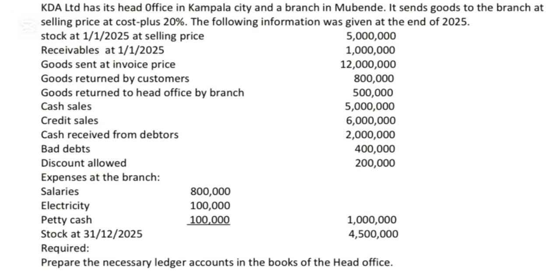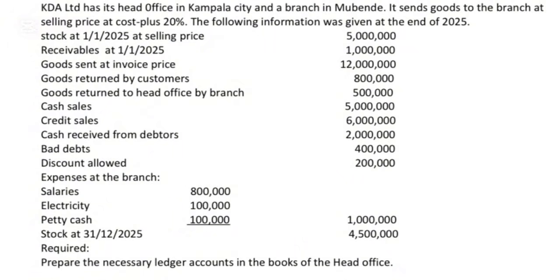All right, the question says, KDA Limited has its head office in Kampala City and a branch in Mubende. It sends to the branch goods at a selling price at cost plus 20%. The following information was given at the end of 2025. Stock at 1st January 2025 at selling price is 5 millions. Receivables at 1st January 2025 are 1 million. Goods sent to branch at invoice price of 12 millions. Goods returned by customers of 800,000. Goods returned to head office by branch of 500,000.